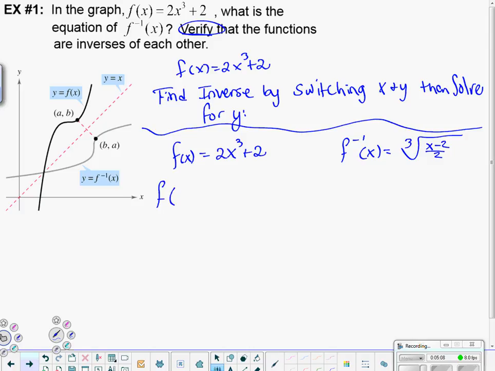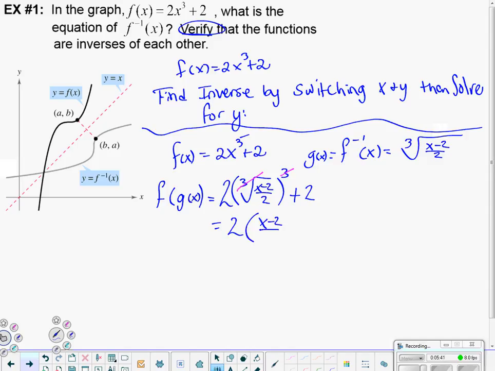We want to build f of g of x, where this is our g of x, the inverse. So to insert for x, the cube root of x minus 2 over 2, our g of x function, plus 2. Oh, this gets cubed, doesn't it? There's that cubing. Now, a cube root taken to a third power dissolves the cube root being cubed. So I get 2 times x minus 2 over 2, plus 2. This is like 2 over 1. 2 cancels into 2, and I get x minus 2 plus 2, which gets us x. So we've just verified that f of g of x is equal to x.